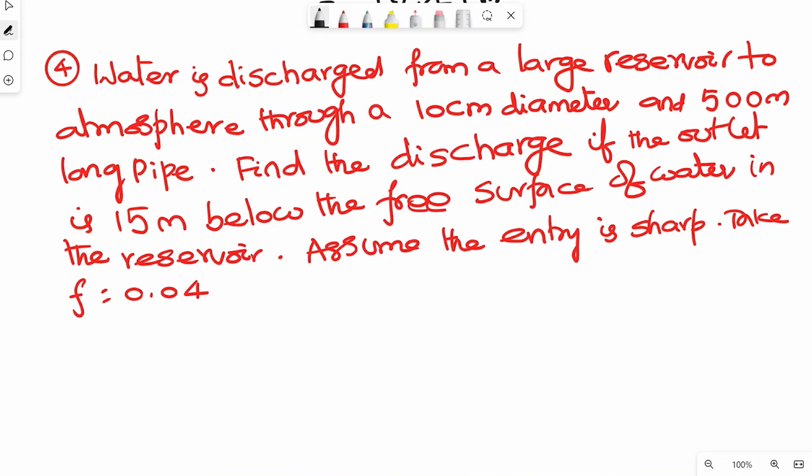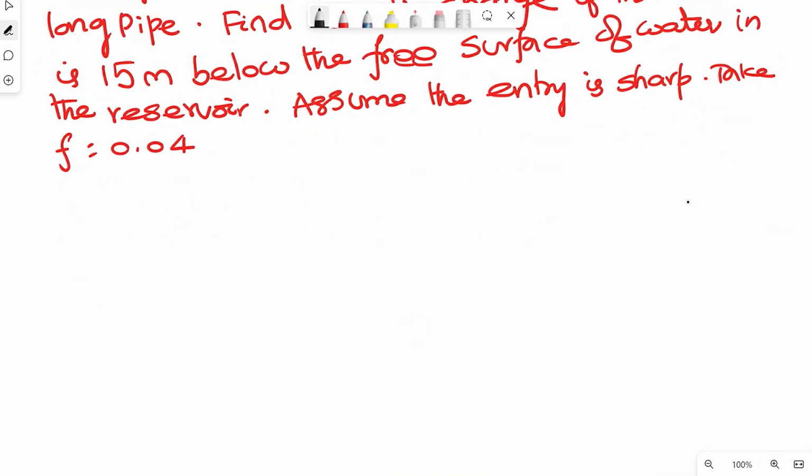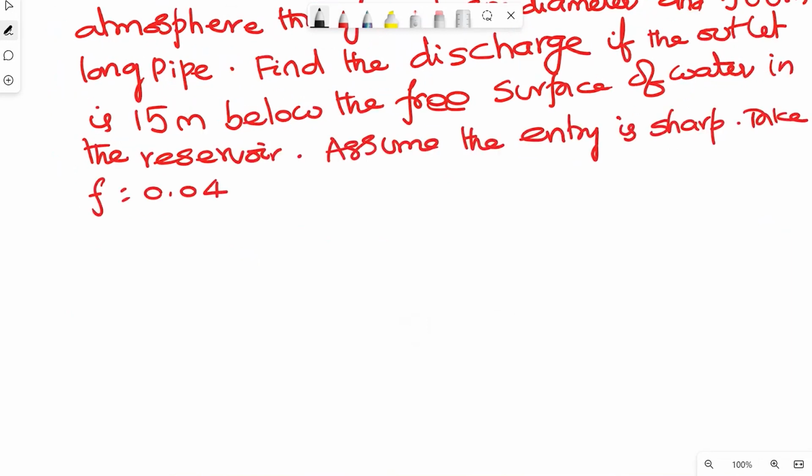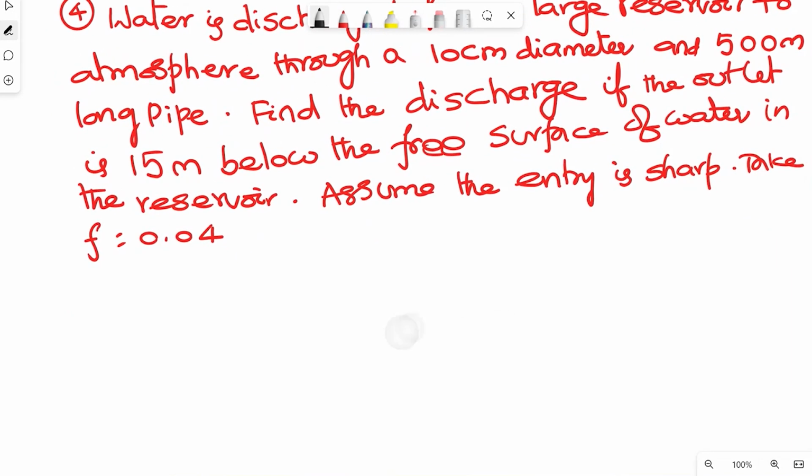Water is discharged from a large reservoir to the atmosphere through a 10 centimeter diameter and 500 meters long pipe. Find the discharge if the outlet is 15 meters below the free surface of water in the reservoir. So I will try to explain to you by drawing a figure.